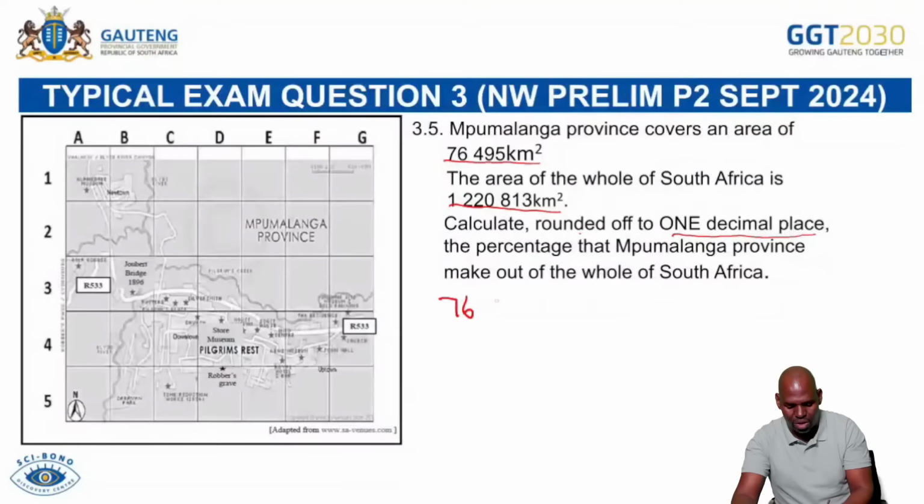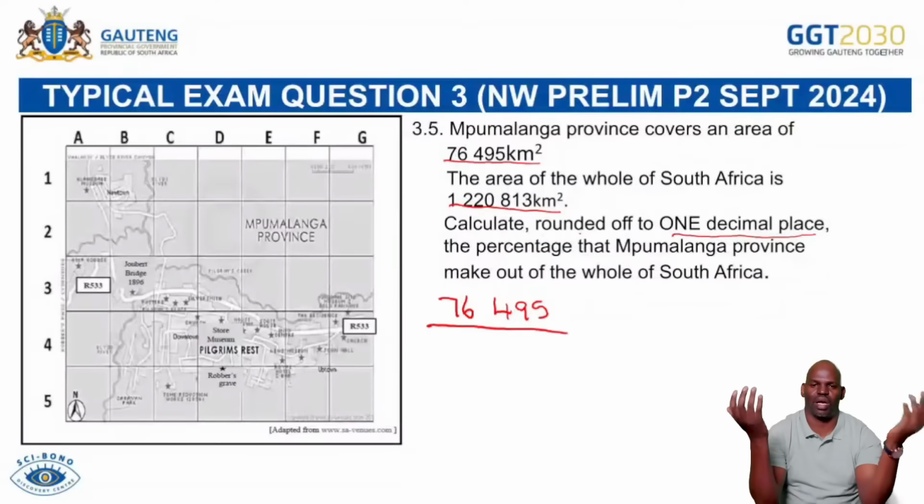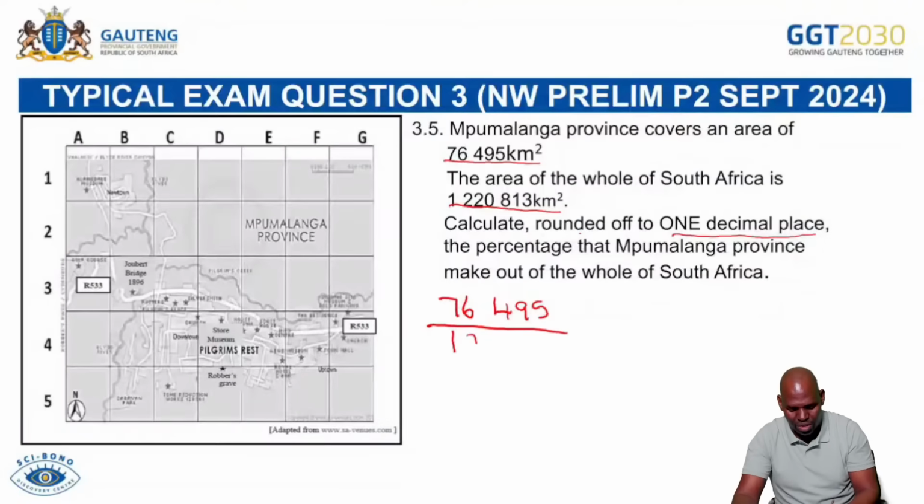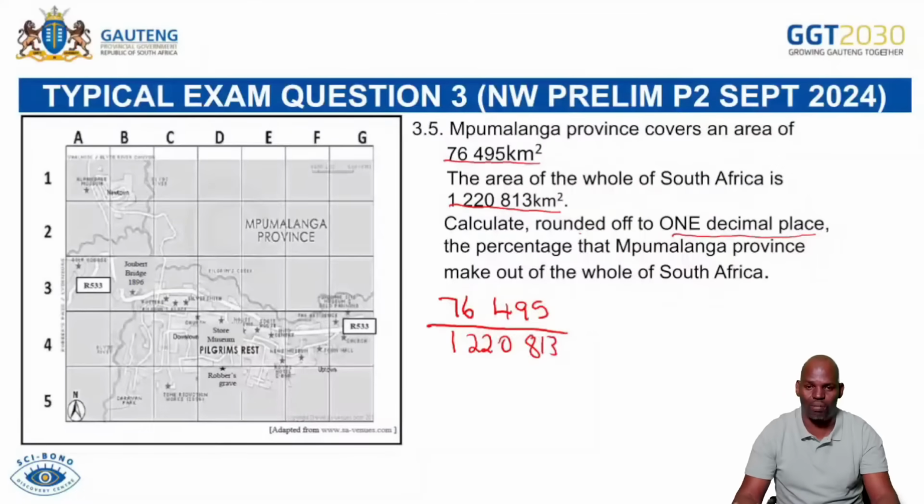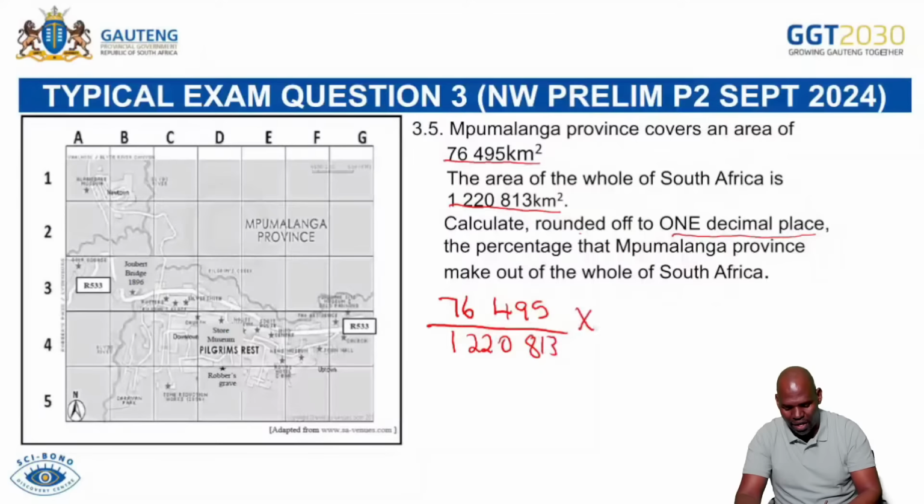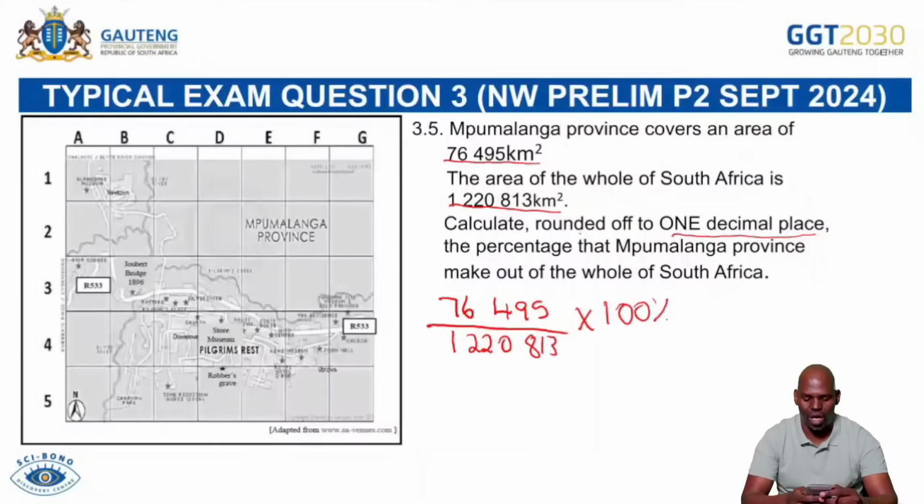So what we do in this case, we say 76,495, then we divide it by the total area, the area of the whole of South Africa, which is 1,220,813. Boys and girls, it's also very important that you know how to read these numbers, because the examiner might also ask you to write down these numbers in words. Don't make silly mistakes like I'm doing. Then we multiply it by 100%. On your calculator, you say 76,495 divided by 1,220,813, then you press the equal sign. After pressing the equal sign, you multiply by 100. You don't press the percentage key on your calculator.